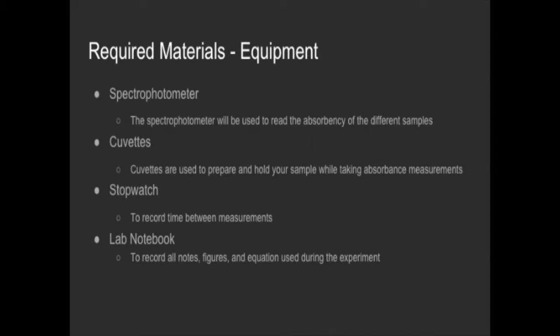For the required equipment, we will need a spectrophotometer that will be used to read the different absorbances of our samples, cuvettes that will be used to prepare and hold our samples while taking these measurements, a stopwatch to record the time, as well as a lab notebook to record all notes, figures, and equations that are used during this experiment.